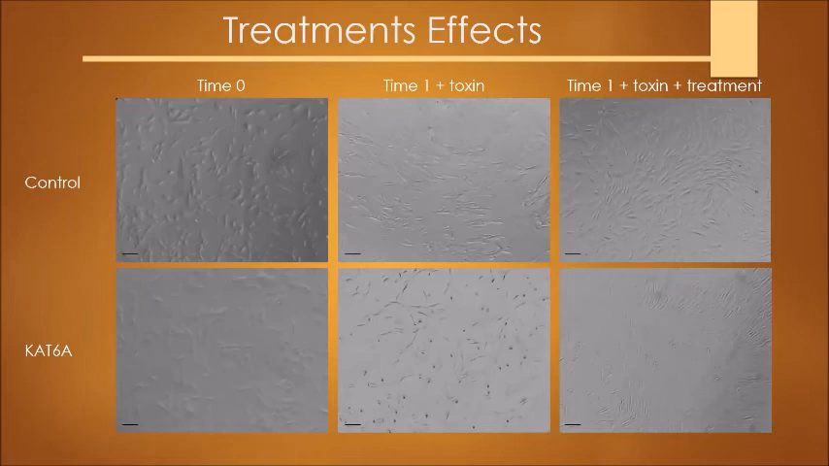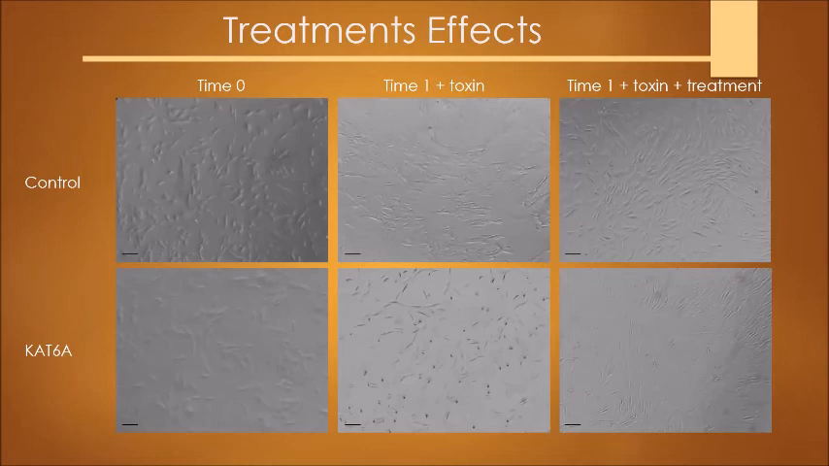In this case, the KAT6A fibroblast has a mitochondrial dysfunction, so we use a mitochondrial toxin. In this case, it's oligomycin. The first two pictures on the left show the cells before using any compound. The two pictures in the central line are the control with the toxin and the KAT6A fibroblast with the toxin. As you can see, the control survives and the KAT6A fibroblast doesn't.